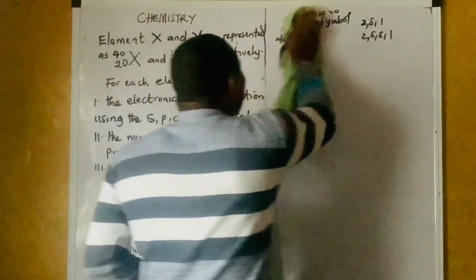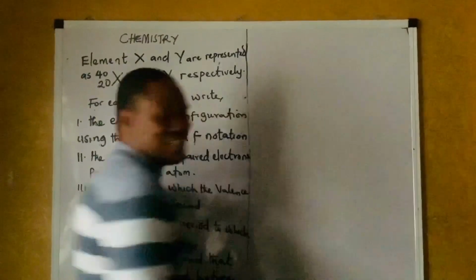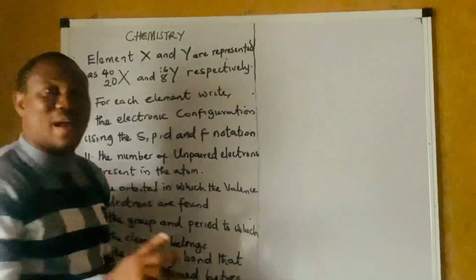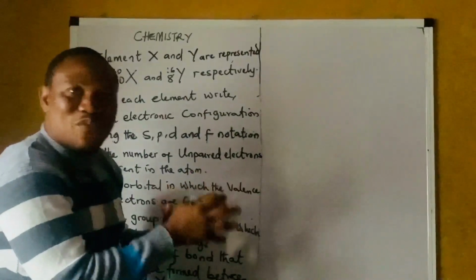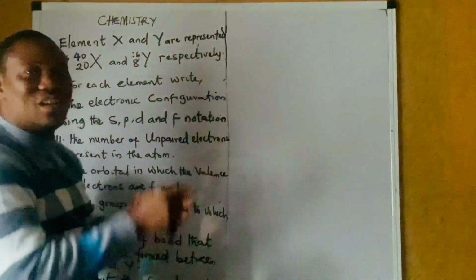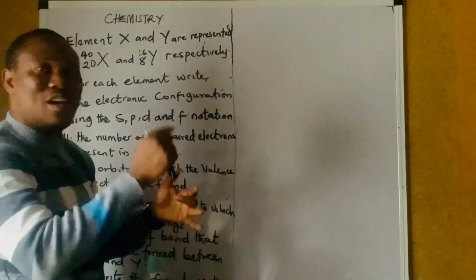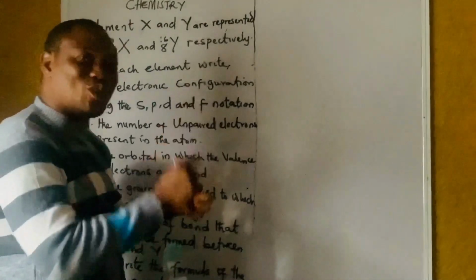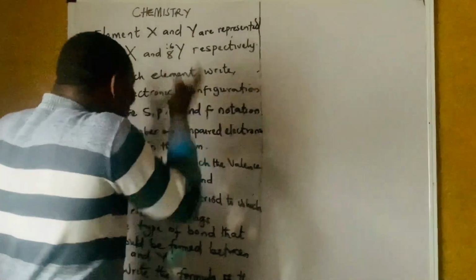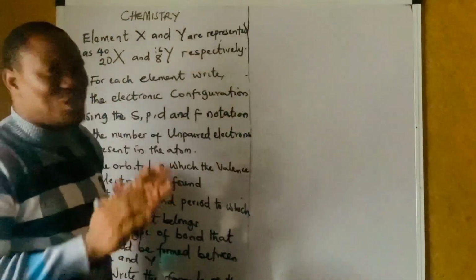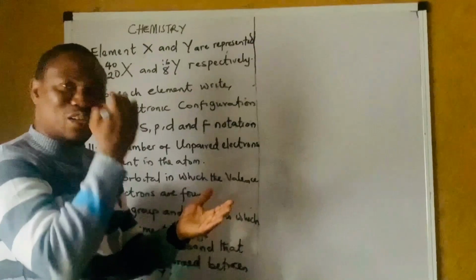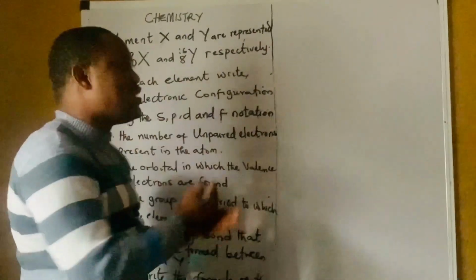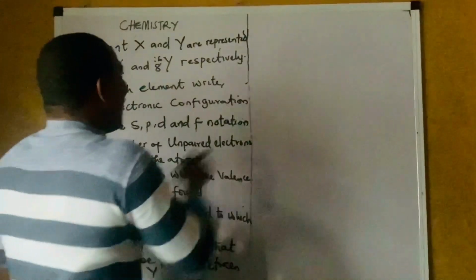So if you are writing it like that, if you have not checked my last series, then please kindly check it. In my last series, I talked about the rules governing writing of electronic configuration using the orbital method. I talked about the Pauli exclusion principle, the Aufbau principle, and Hund's rule. And this same rule is what we are going to be using to answer this question. You see that? So if you have not studied that, go back to my video and understand how to actually use that rule. So I want to write for X now.